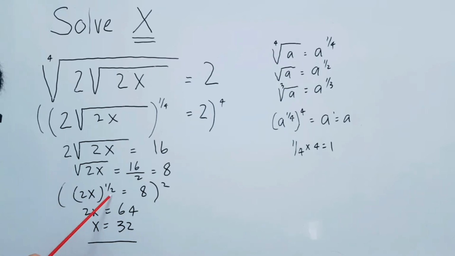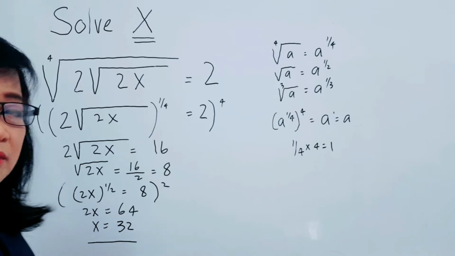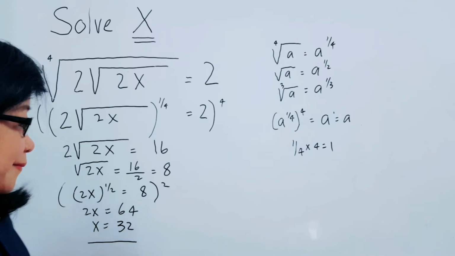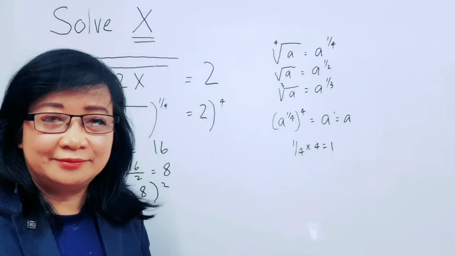Now, to get rid of 1/2, we have to raise it to the power 2. Therefore, this is equal to 2x raised to the power 1, which is equal to 2x, and equals 8 raised to the power 2, which is 64. 8 times 8 is 64. Therefore, x is equal to 64 divided by 2. The answer: x is equal to 32. Nobody got the correct answer.